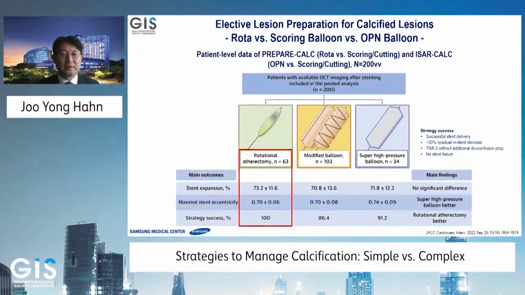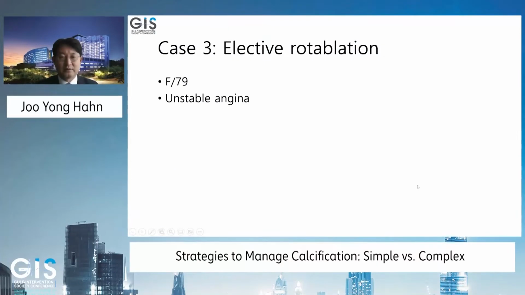Sometimes for calcified lesions, elective lesion preparation is needed. A recent study reported a comparison between rotablator, modified balloons such as scoring or cutting balloon, or super high pressure balloon, the so-called OPN balloon. In this study, there was no significant difference in stent expansion between the 3 devices. With regard to stent eccentricity, the super high pressure balloon was better than the other 2 devices. However, most importantly, for strategy success, rotational atherectomy was best among the 3 devices. Therefore, when you consider elective preparation, rotablation would be the first choice.